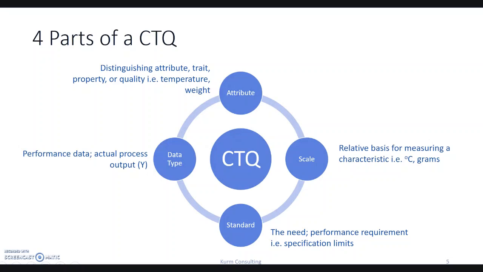Let's look at the 4 parts of a CTQ. For every CTQ that you gather about your process for your specific VOC, each CTQ will have an attribute. In the example of the cup of coffee, that attribute could be volume, it could be time, it could be temperature.